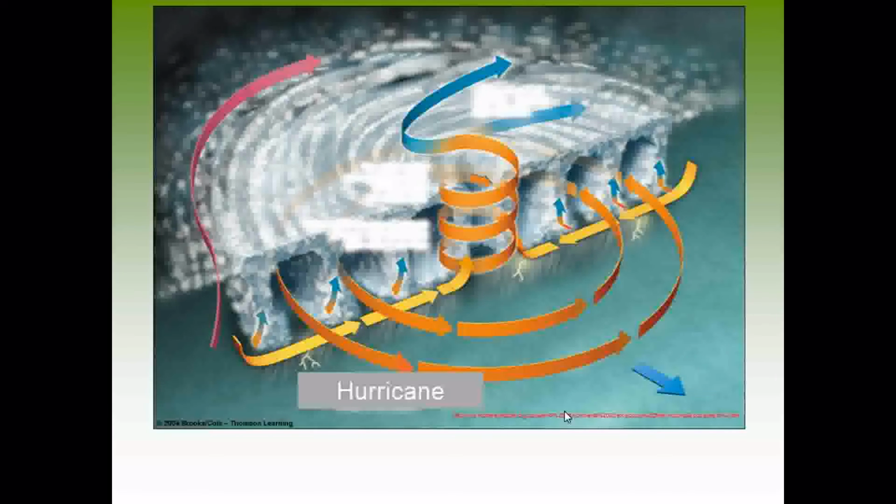Of course, we categorize hurricanes as a category 1 through 5, with 5 being the most severe.